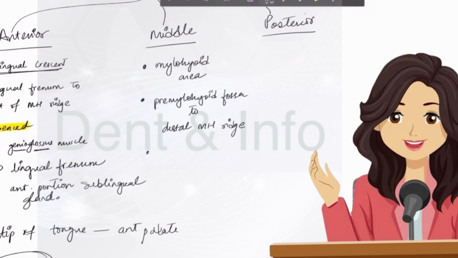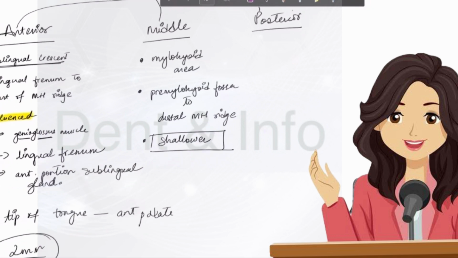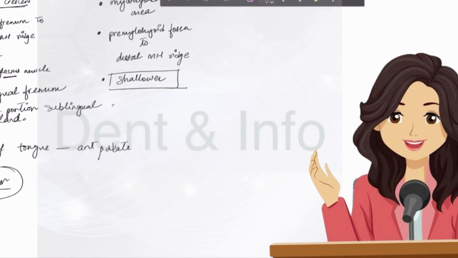Now this is a slightly shallower area because of the presence of the muscle. It is a slightly shallower area, and the curvature that you see here is mainly due to the prominence of the muscle. You see a curvature of the muscle, the impression border here, mainly due to the prominence of the muscle which is present here.